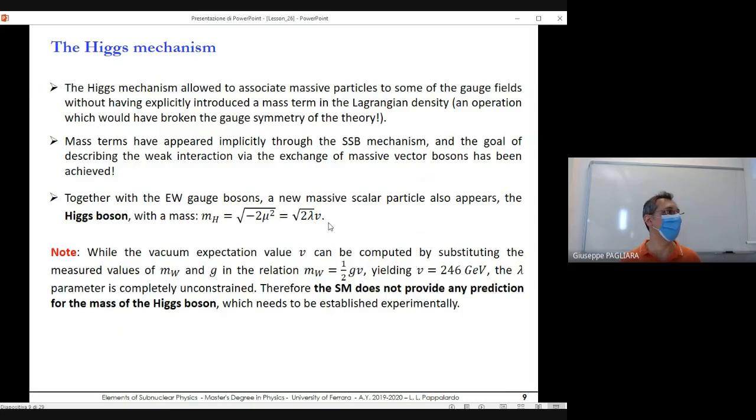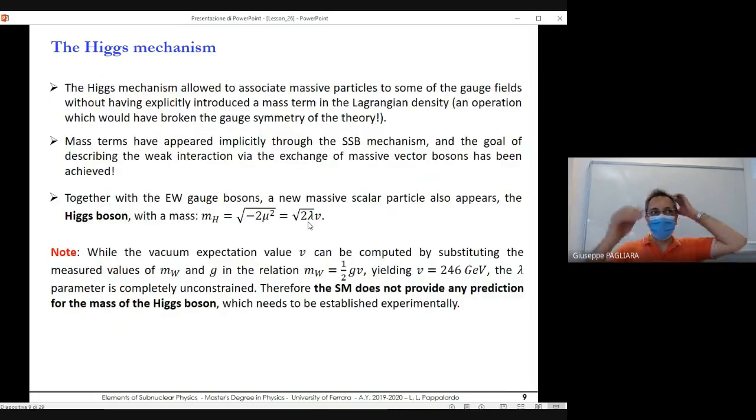Lambda is a completely free and completely unconstrained parameter in the standard model, and this means that the mass of the Higgs itself is a completely unconstrained parameter of the Higgs model. There is no way the standard model can predict the mass of the Higgs boson. The only way is to search for it and find it experimentally. Okay.